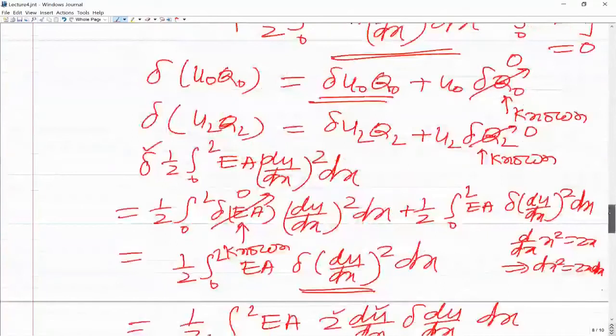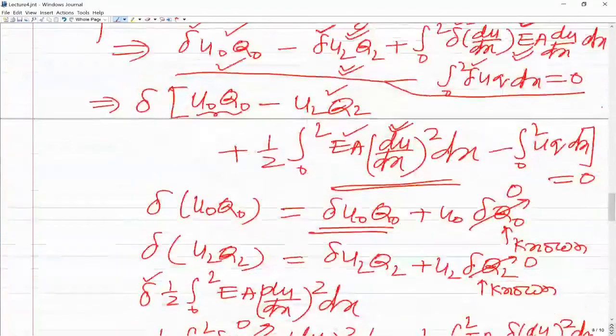I just wanted to explain how we are taking out the variational operator delta common, and when we again operate it inside, we get exactly the same term. Now this big form that we have, we get exactly the same thing.